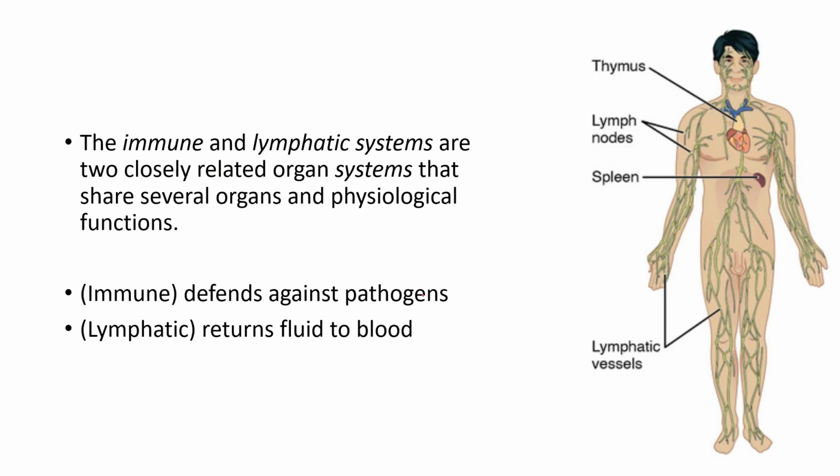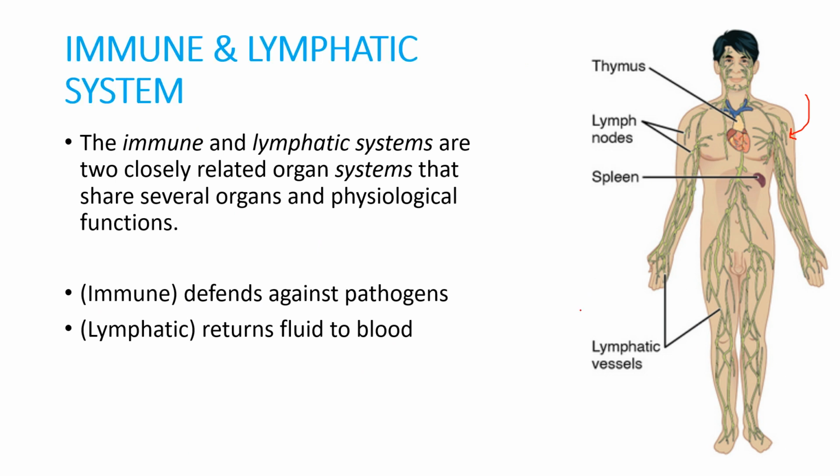Okay, the next organ system, again, it's green on the models. So you should be able to see these green vessels here. This is your immune and lymphatic system. Now, these two systems work so tightly together that you really can't say, okay, the immune system is this independently and the lymphatic system is this independently. They work so tightly together, it's collectively both.